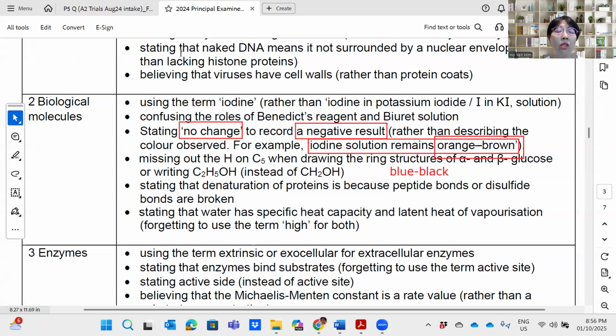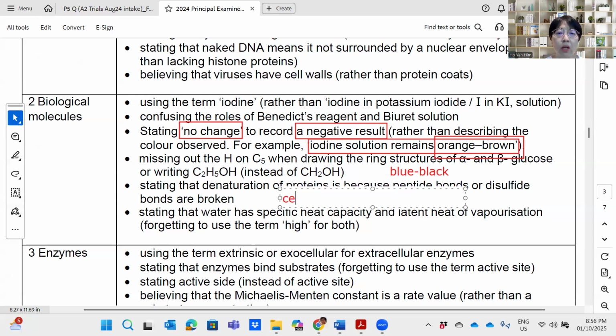observation, right? So just in case the observation is a color, you need to write your color properly. Even like Benedict's test, right? You cannot say, oh, a brick-red precipitate is formed. You cannot write like this. You must tell me the color change from the initial color to the final color. So the color change is from clear blue to brick-red precipitate.